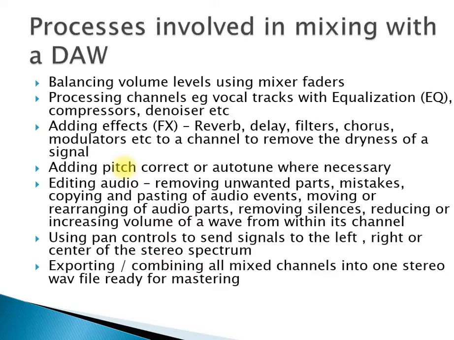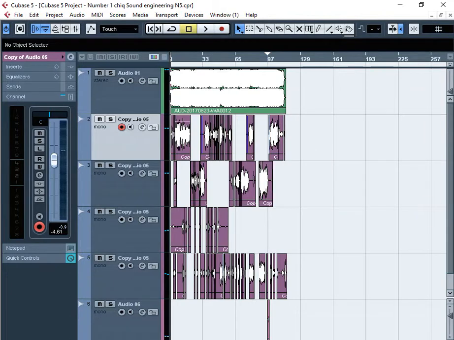All right, well, we are now taking a look at some of the processes that are involved in mixing with a DAW. So what are some of the things that you do when you're mixing in a DAW? This list is not in order, so you can start with anything basically. But we're going to start by, for example, balancing volume levels using mixer faders. I'm using Cubase to demonstrate this tutorial.